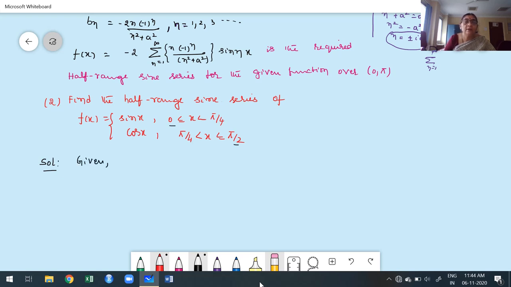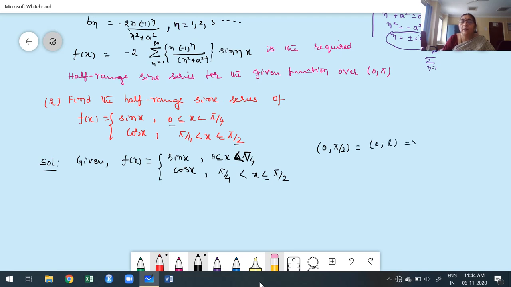The given is f of x is equal to sin x for 0 less than or equal to x less than pi by 4, and cos x for pi by 4 less than x less than or equal to pi by 2. What is our overall interval? 0 to pi by 2. In half range, our interval is 0 to L, which implies that L is pi by 2. That implies 1 by L is nothing but 2 by pi.